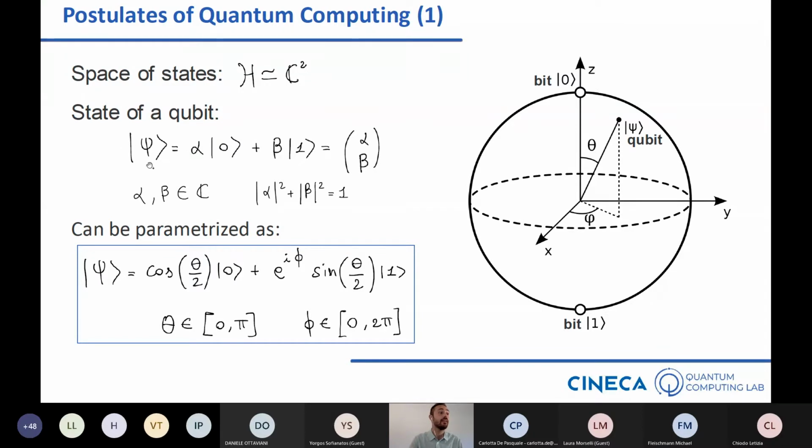I mean, psi, phi is the quantum state. It's a superposition of 0 and 1, which means that when you measure it, you can get 0 and 1 with probability alpha squared or beta squared. You can also write alpha and beta in this way, with cosine and sine and e to the i phi. Phi is this angle here, theta is this other one. It's just a visualization, so there is no physical interpretation to this.